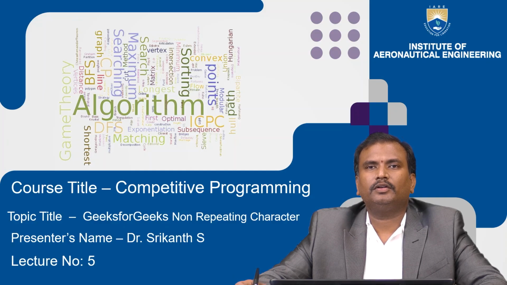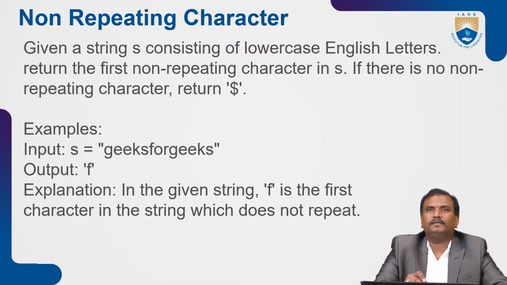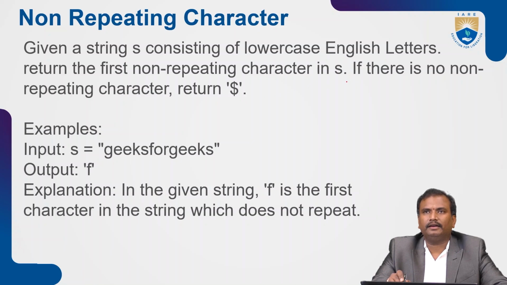In this session, I am going to cover the question named non-repeating character from the GeeksforGeeks platform. Given a string S consisting of lowercase English letters, return the non-repeating character in S. That means in the given string, we need to return the first non-repeating character. If there is no non-repeating character, then we need to return $. That means if all the characters are repeating, then we have to return $.